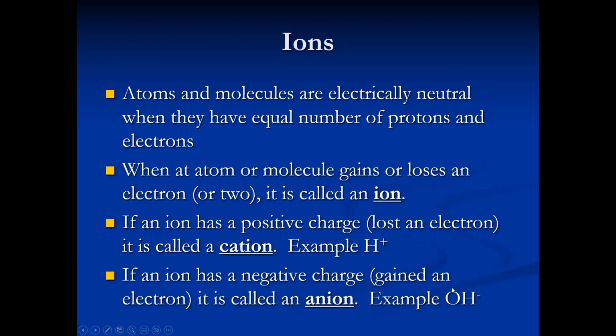Now, what happens when you mix these 2 ions together? The extra electron here and the missing one here work together, and this forms water. So when you have hydrogen ions and hydroxide ions, they mix together to make water.